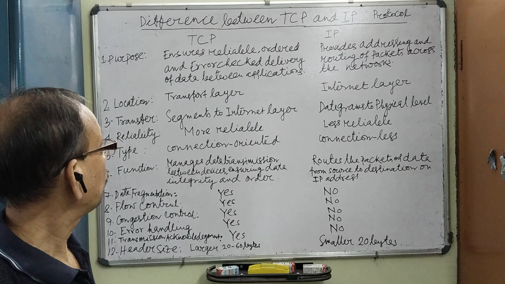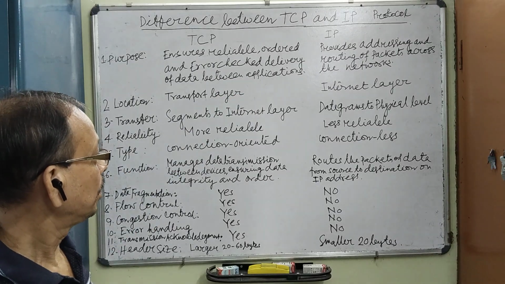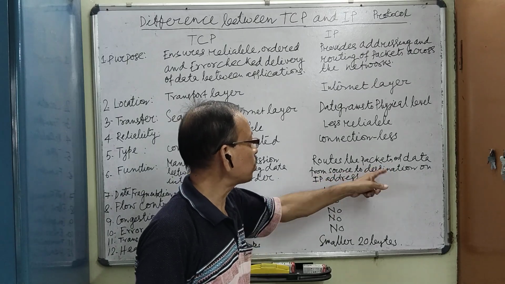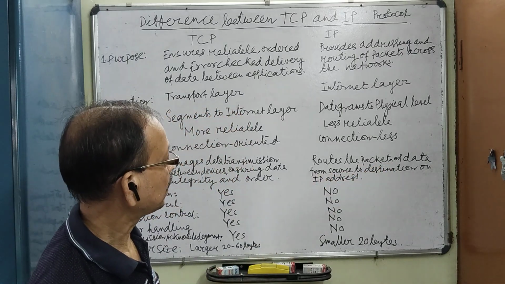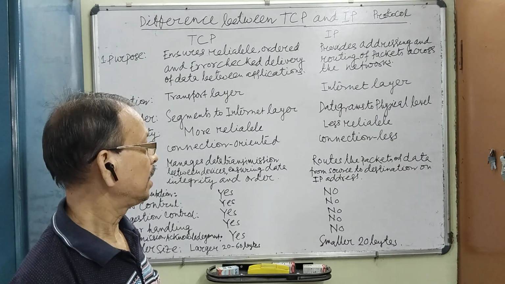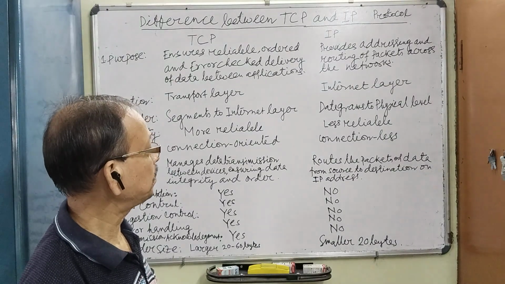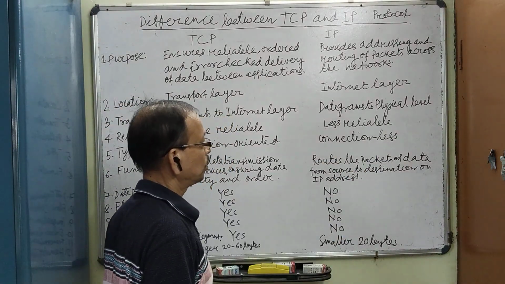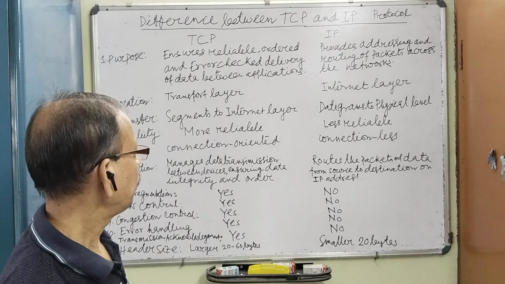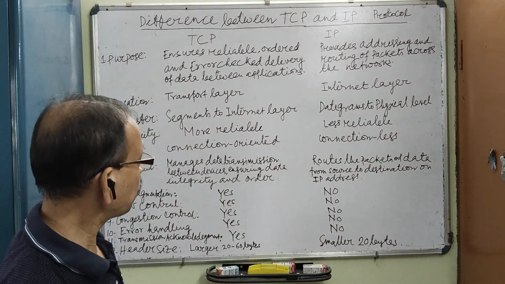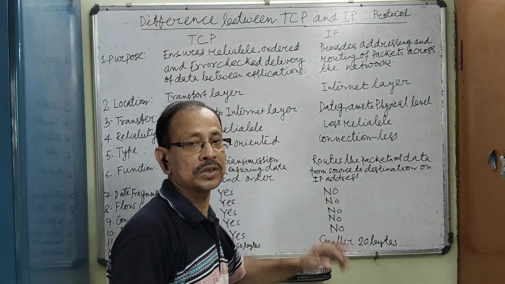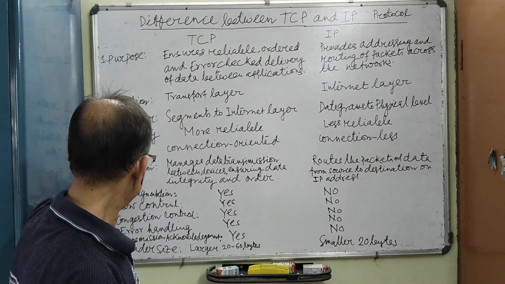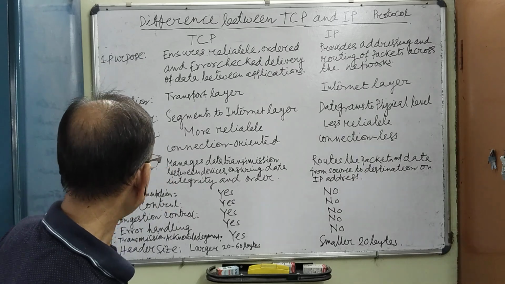On the other hand, what is the function of IP? Routes the packets of data from source to destination. According to your IP, the data will be transmitted in the form of packets along a particular route. There are some routes where it will reach according to the IP address. So these are the basic differences, and next I will discuss some more topics about their differences.